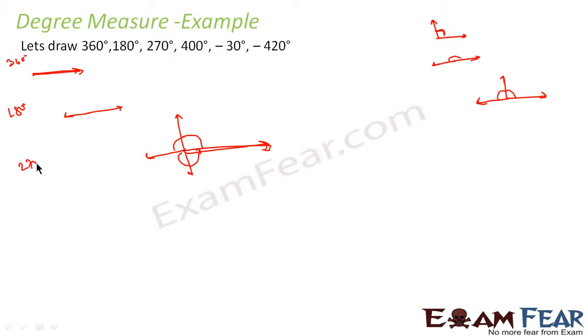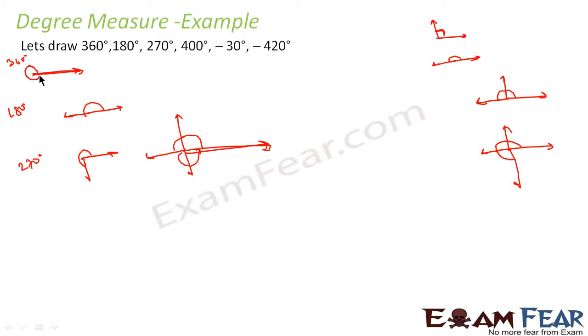For 270, again let's start. This is 90. Correct? Again one more 90 is 180. Okay. One more 90 will be 270. So this becomes 270. So this is my angle. So my angle is this. And this is 270. This is 90.